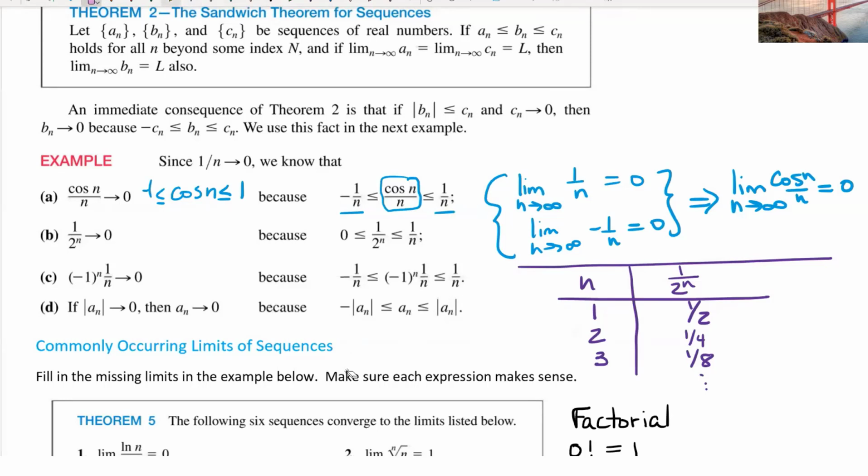This is actually something that comes up later on too. Sometimes it's easier to work with the absolute value of a sequence rather than the sequence itself if it changes signs. So you work with its absolute value and determine if it converges, and if it does, then you know the overall sequence converges too. So this can be useful.